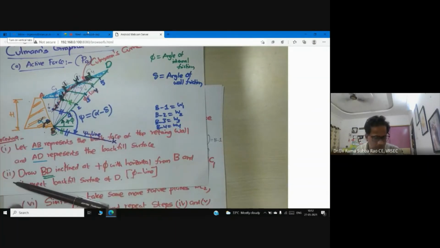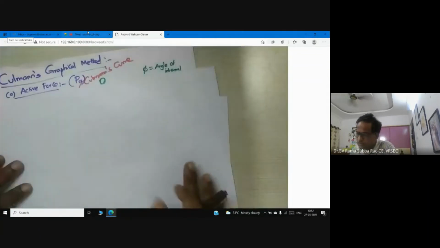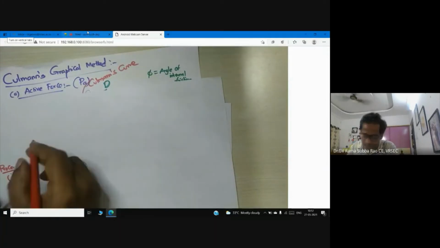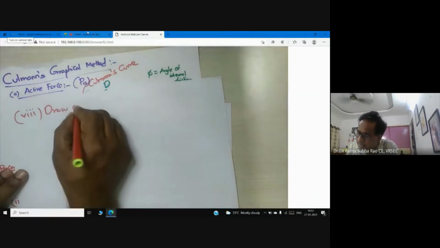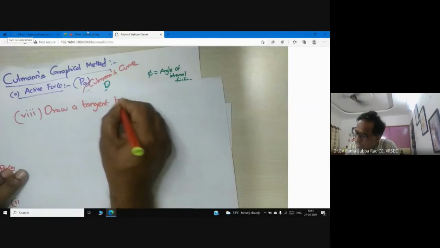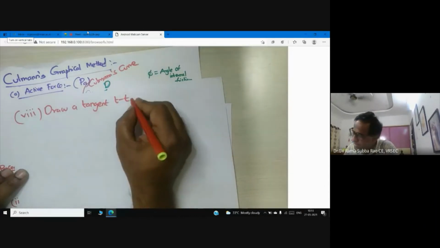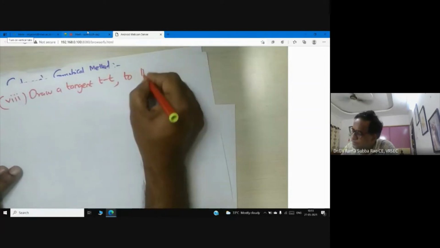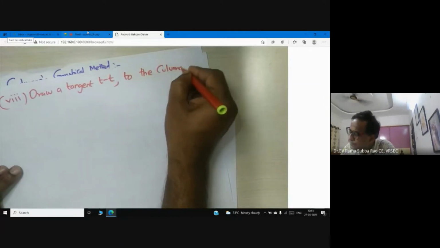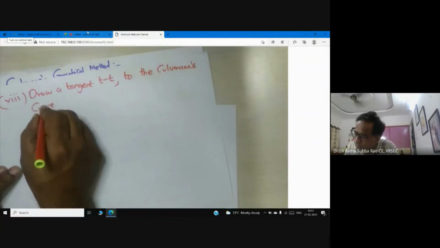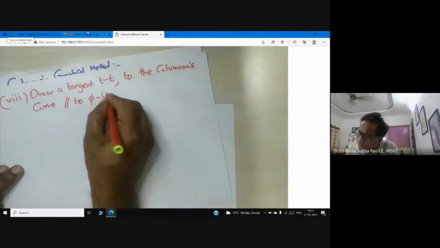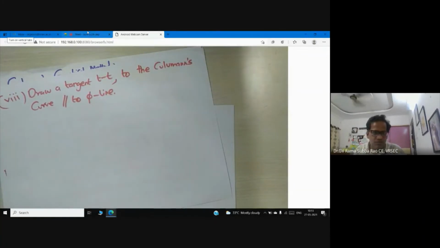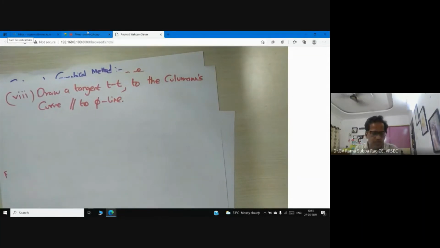Now the next step, the 8th point: draw a tangent TT to the Culmann curve, parallel to the phi line. So there is no issue now. See what we are going to do now. We are going to draw a tangent.